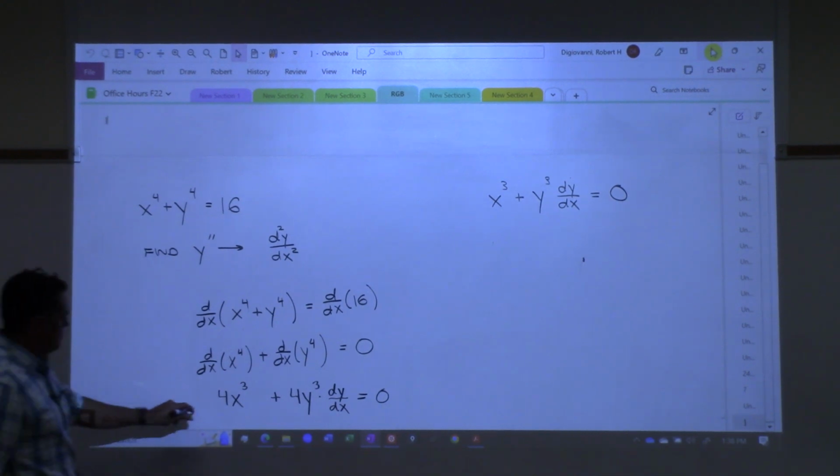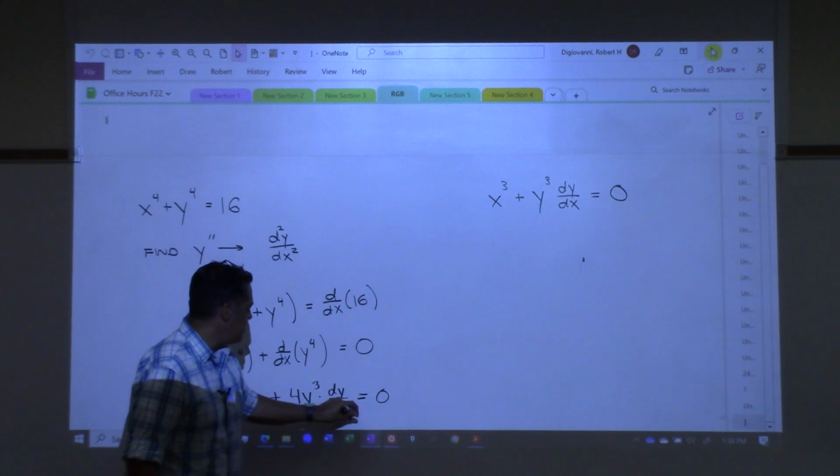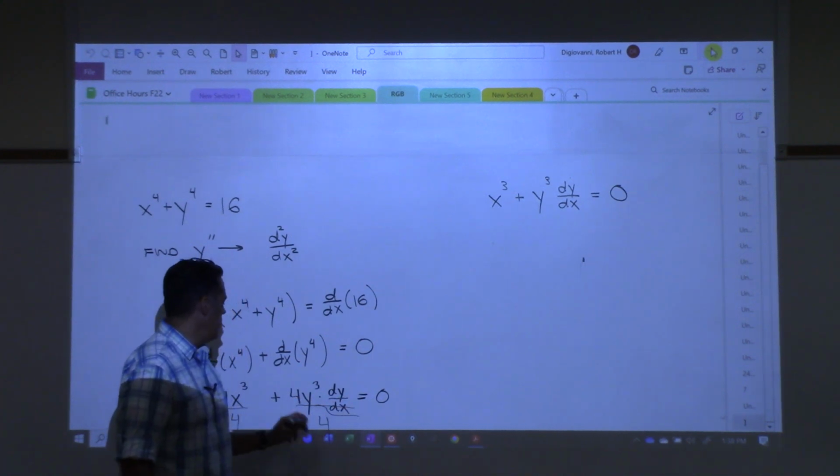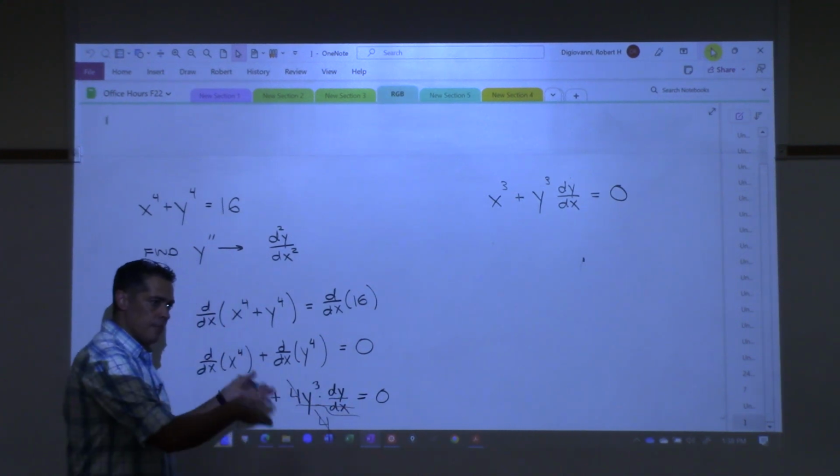Right, you're basically doing this. Divide by 4, divide that term by 4, the 4's reduce. Become a 1.